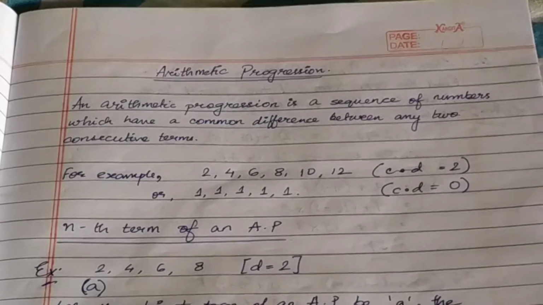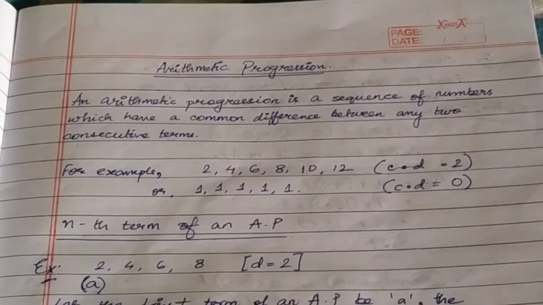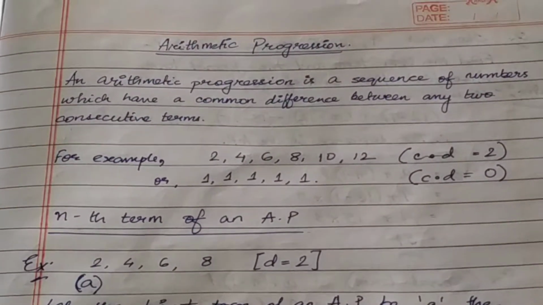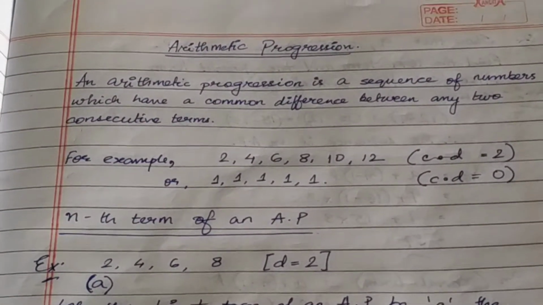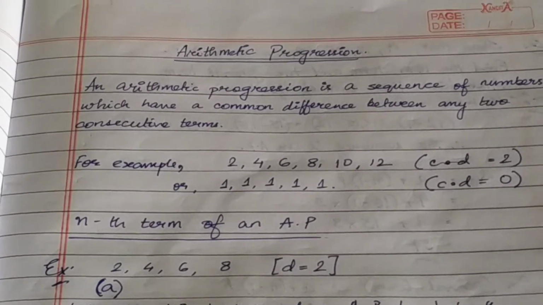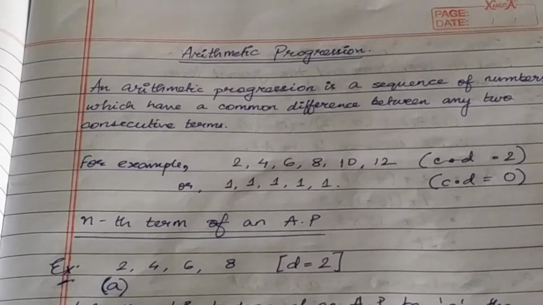We are going to learn arithmetic progression. So an arithmetic progression is basically a sequence where you will have terms which have a common difference between each consecutive term. So suppose you have 2, 4, 6, 8 and so on.